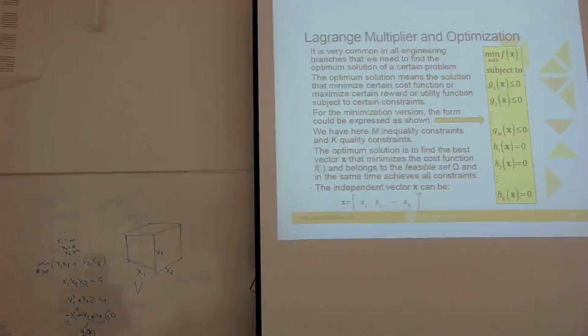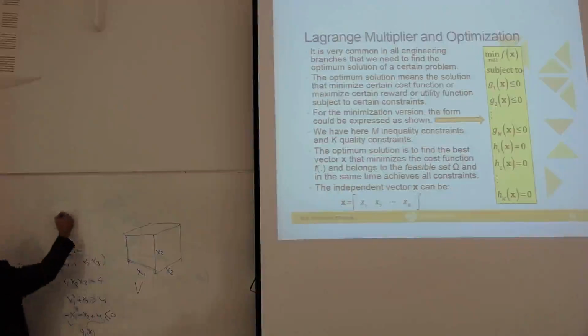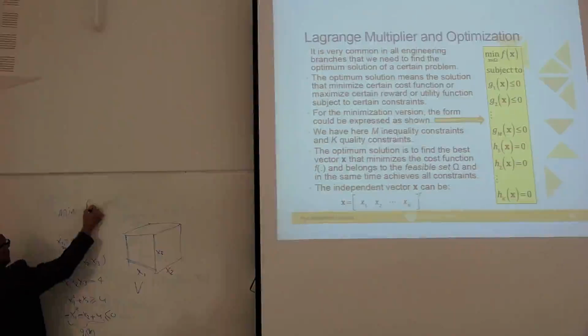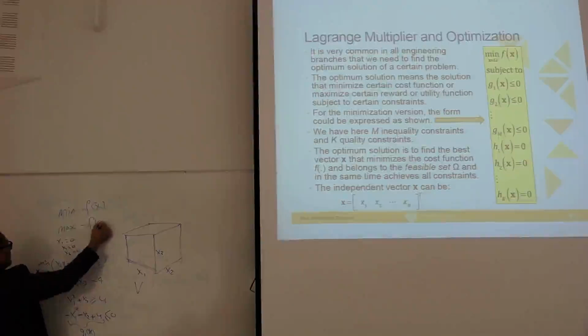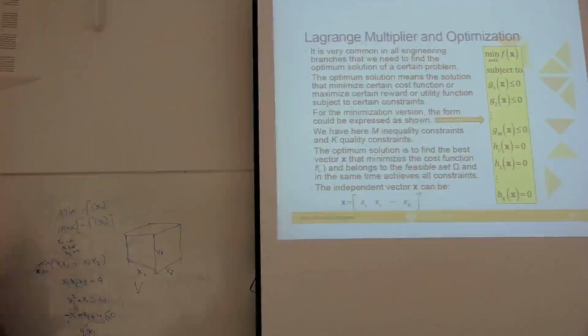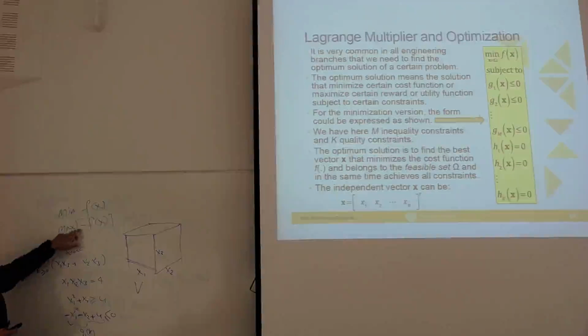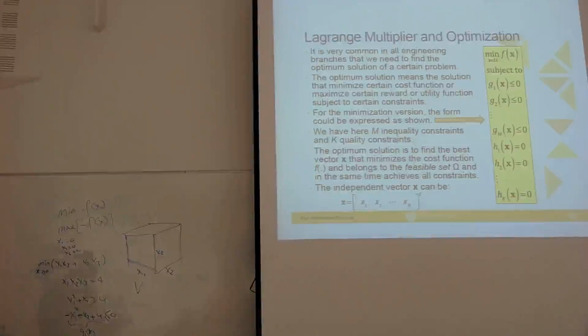Also, minimizing any function f of x is the same as maximizing the negative of that same function. So those are the same. Minimizing f of x is the same as maximizing minus f of x, or the reverse is also true.